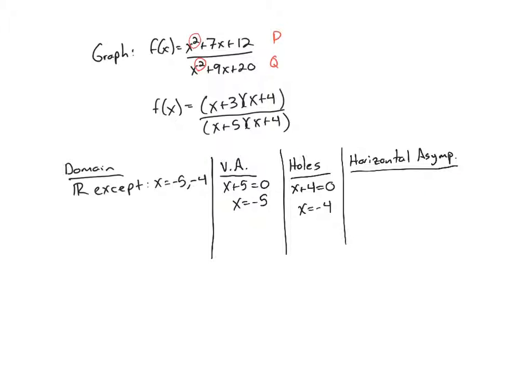So if it's in standard form, it should be the first term in each polynomial. So in this case, the degree of P is 2. The degree of Q is also 2. So we also have to talk about a few rules.